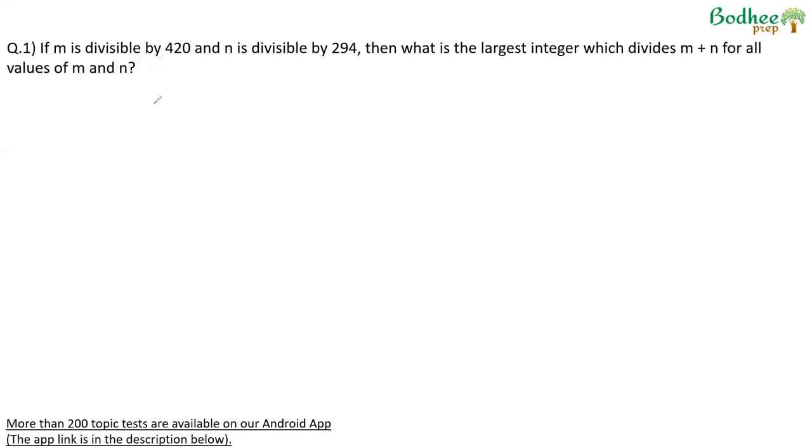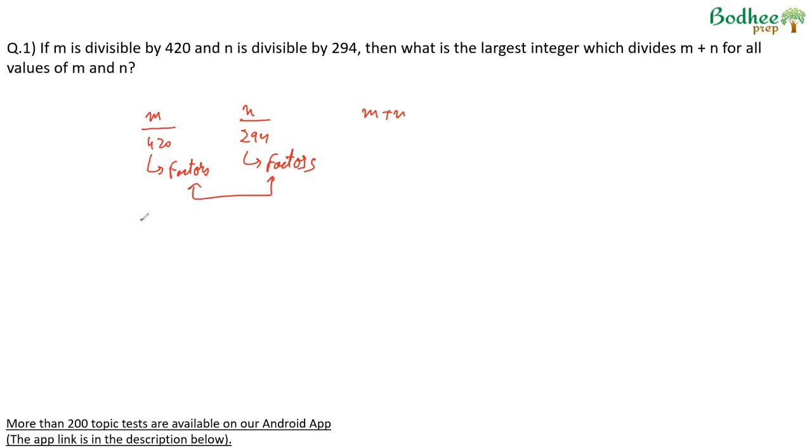if m is divisible by 420 and n is divisible by 294, then what is the largest integer which divides m plus n? Since m is divisible by 420, m will be divisible by all factors of 420 as well. Similarly, n will be divisible by all factors of 294. So what we can do is look at the common factor here.